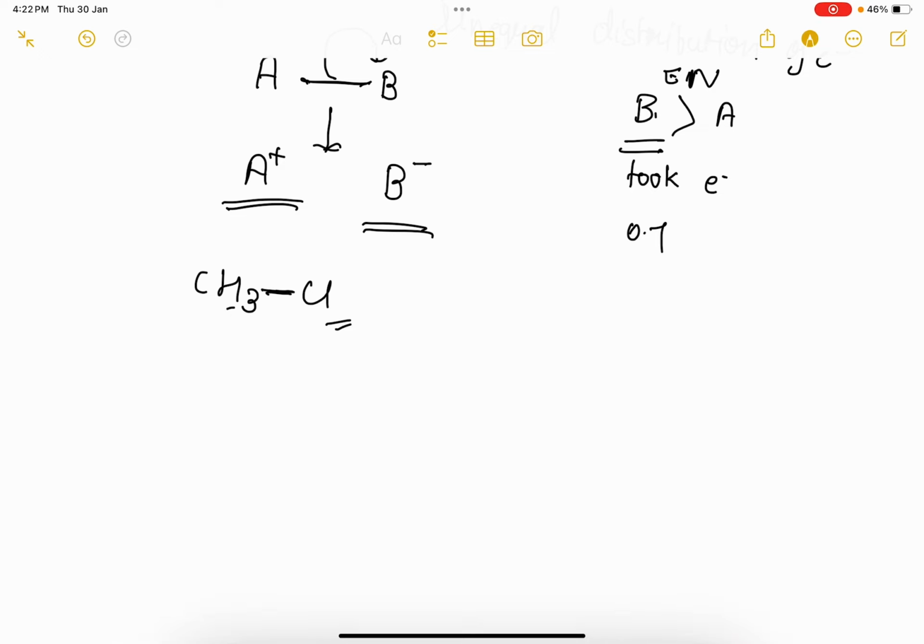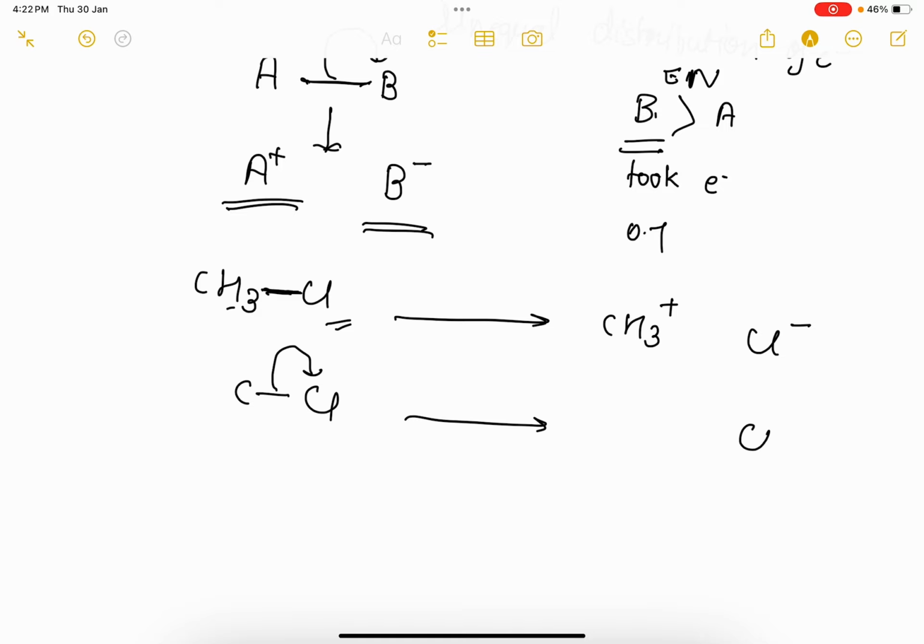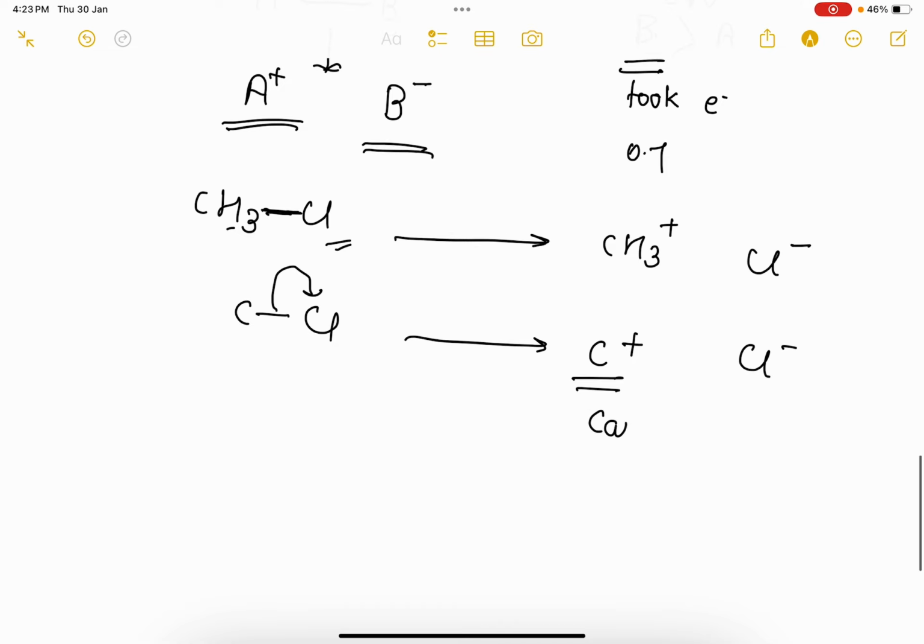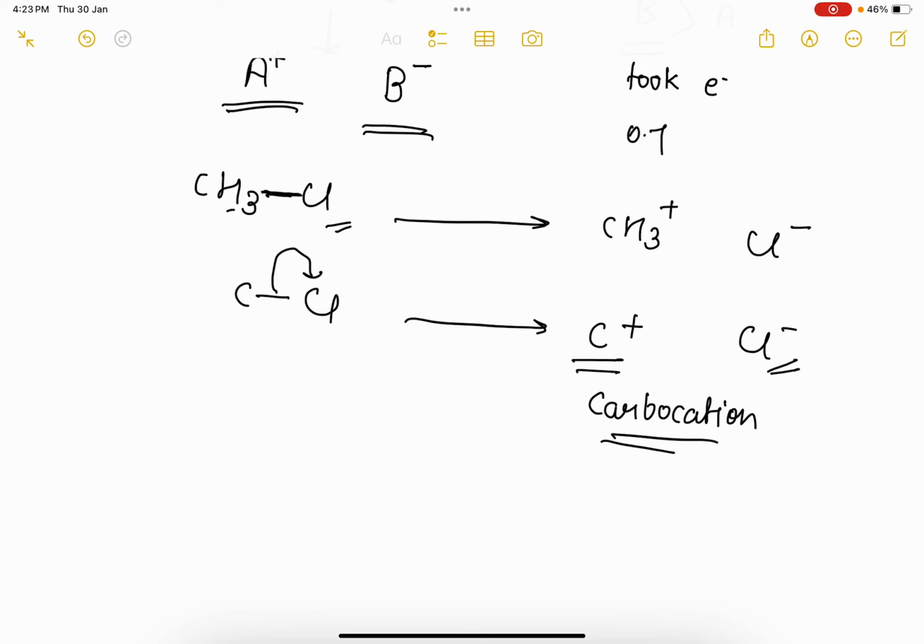Okay, so chlorine attracts the shared electrons toward itself, and after the bond cleavage, CH3 plus and chlorine minus form. Or in the C-Cl bond, both the electrons go toward Cl, and Cl minus and C plus form. When carbon contains a positive charge, it is called a carbocation, which means an intermediate carbocation is formed by the heterolytic bond cleavage. And this is the chloride ion. After that we have to count the electrons.